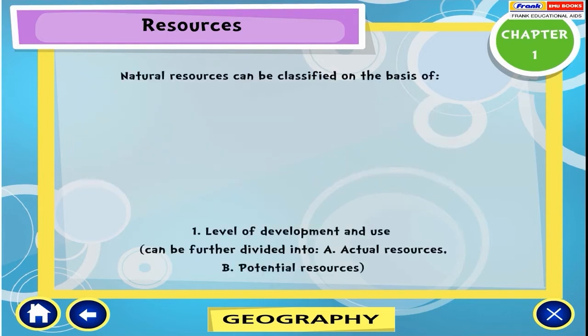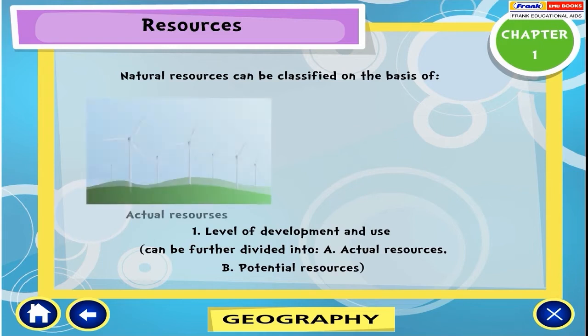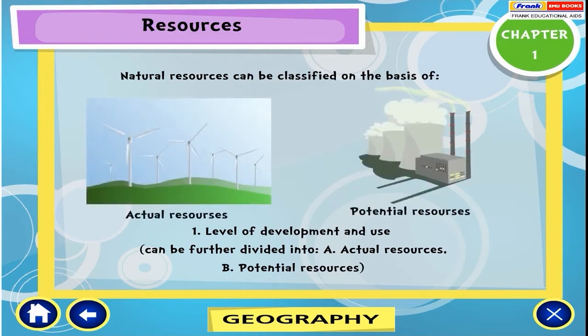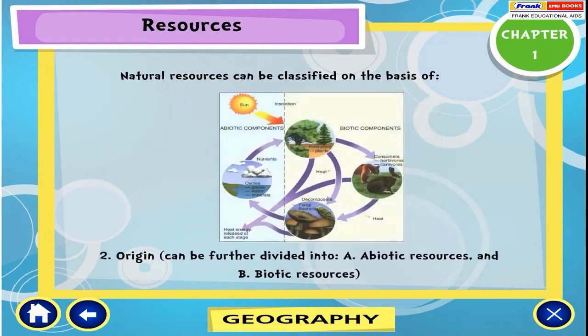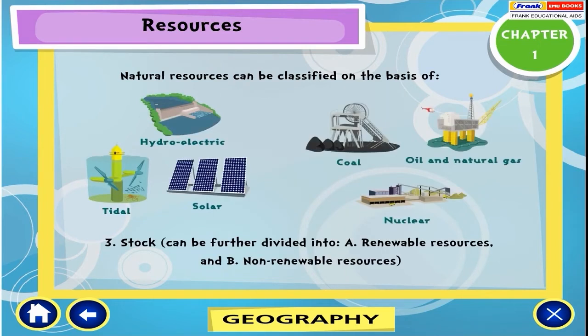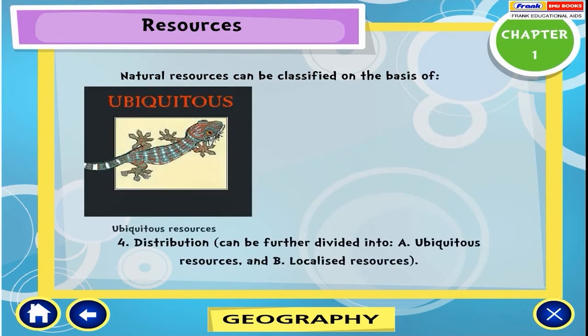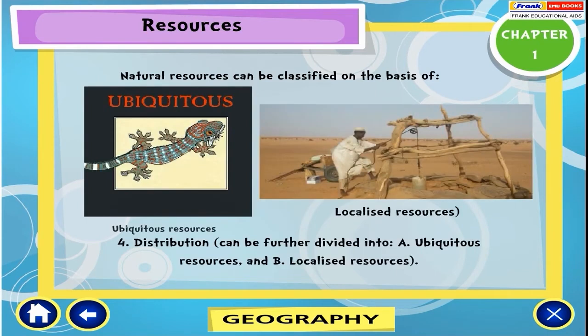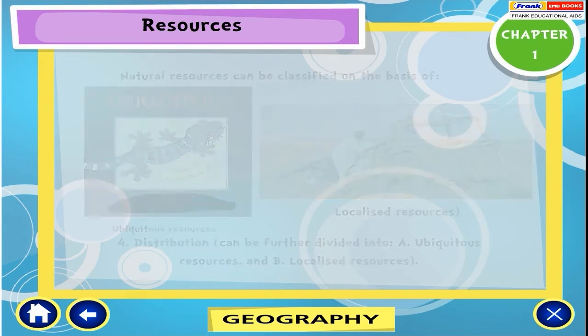Natural resources can be classified on the basis of: 1. Level of development and use, which can be further divided into actual resources and potential resources. 2. Origin, which can be further divided into abiotic resources and biotic resources. 3. Stock, which can be further divided into renewable resources and non-renewable resources. And 4. Distribution, which can be further divided into ubiquitous resources and localized resources.